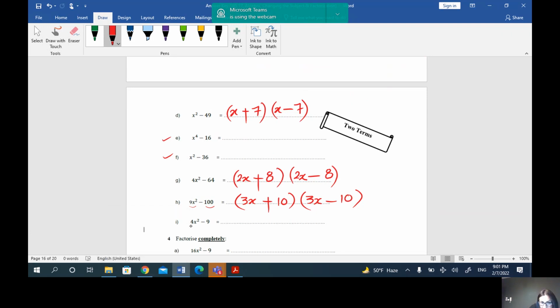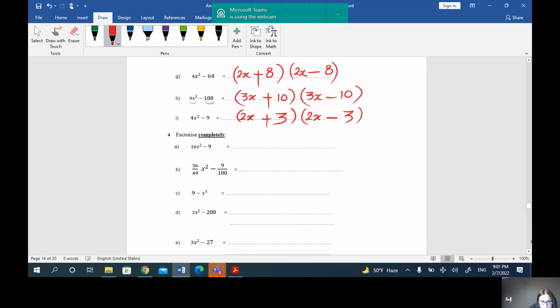4x squared is 2x times 2x, and 9 is 3 times 3. And there is a subtraction in the middle. So open two brackets. One will take the addition, the other will take the subtraction. So this will be 2x, 2x, and this will be 3, 3. And in order to check, you can always expand.